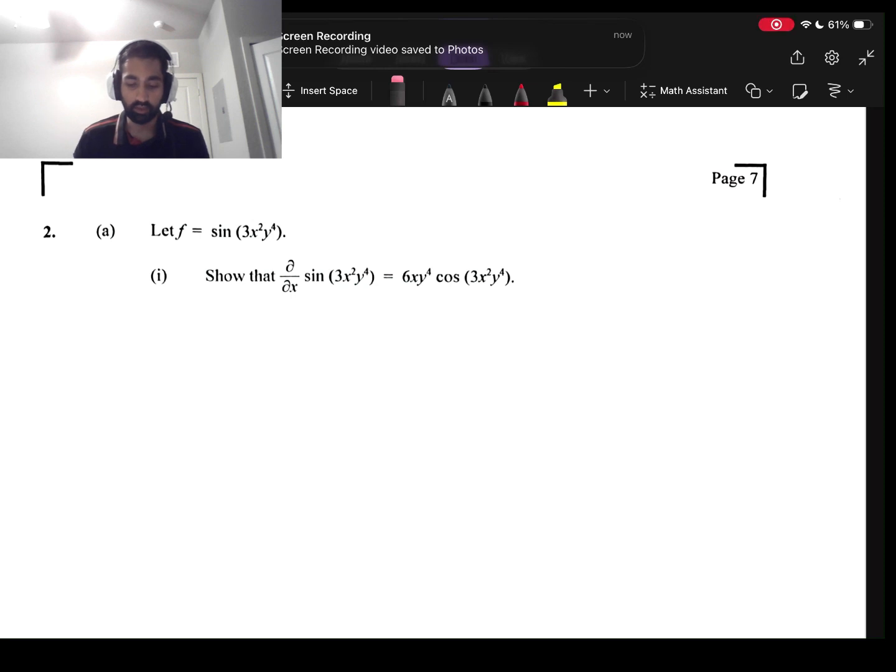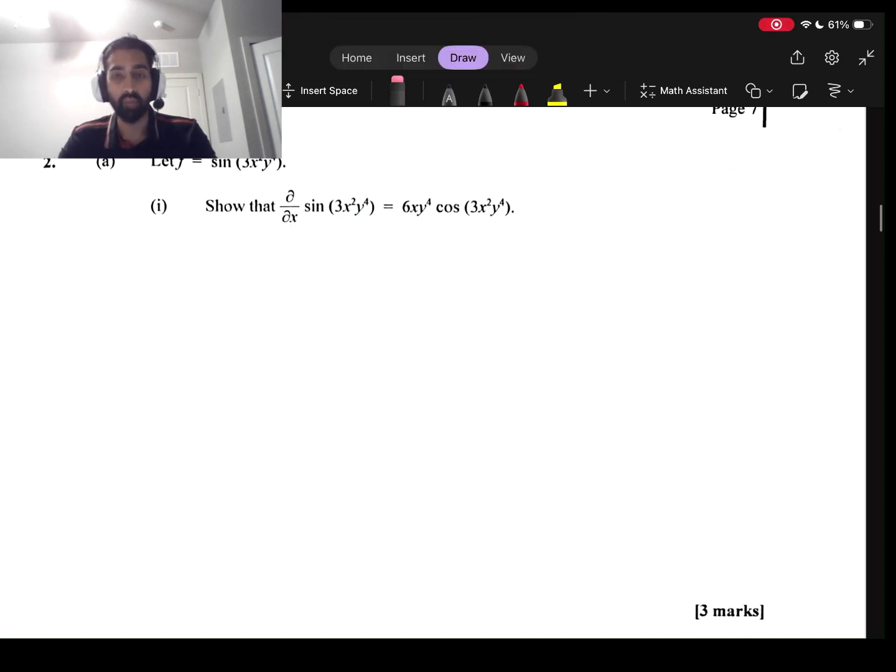Video, we're going to take a look at question 2 of CAPE 2025 Pure Maths Unit 2. The first part reads, let f equal sine of 3x squared y to the 4. Show that the partial derivative with respect to x of f, so df/dx, is 6xy to the 4 times cosine 3x squared y to the 4. So to give you the answer, that helps a lot to make sure that you didn't make any mistakes after you reach your final answer. Just double check and see that you get exactly what they said.